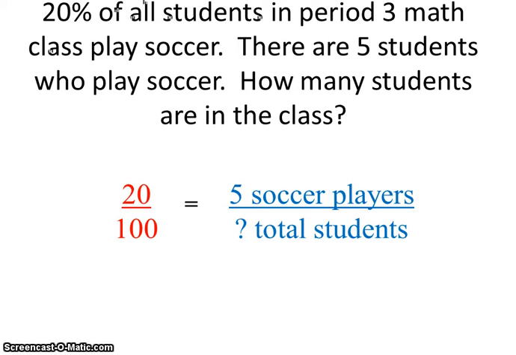Since the number 5 represents the total number of students who play soccer, not all of the students in the class, I would write it on top because it is the part, or the 20% of the class. In order to solve this problem, I would have to look and say, well, how do I get from 20 to 5? I do this by dividing 20 by 4. Since I divided the numerator by 4, I would then have to divide the denominator by 4. 100 divided by 4 is 25. So 25 is the number of students that are in 3rd period math.